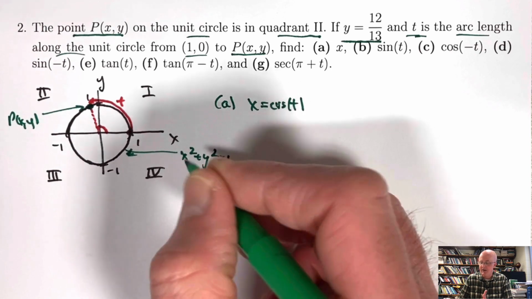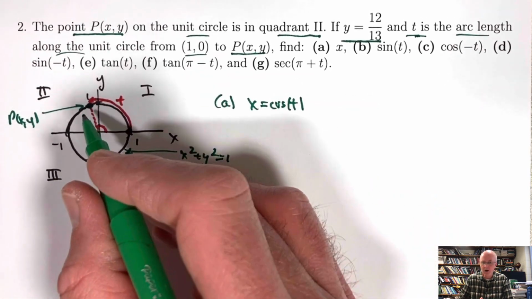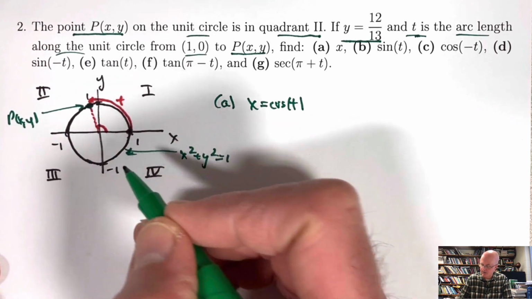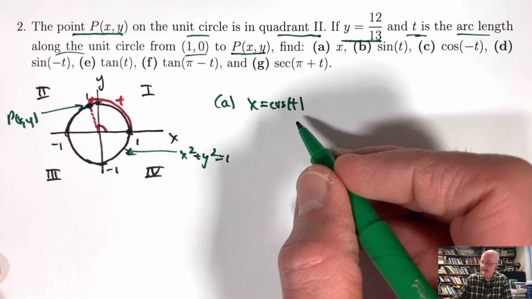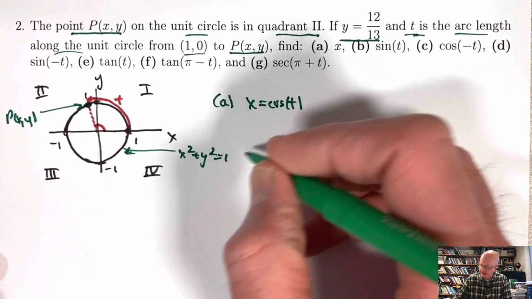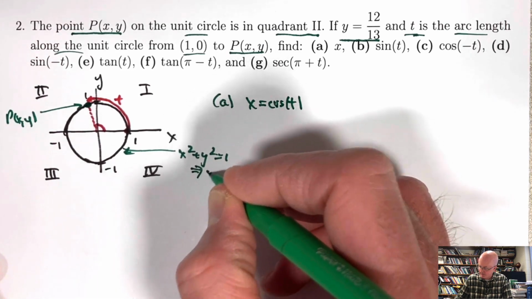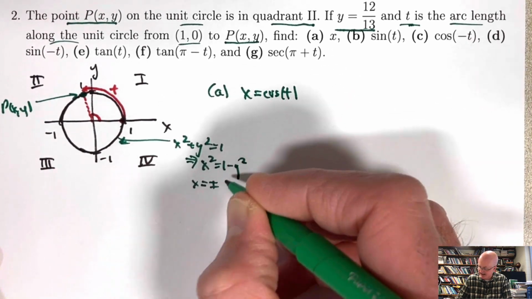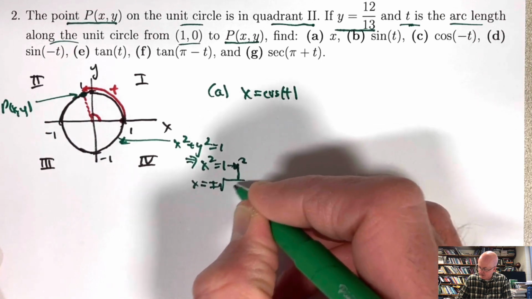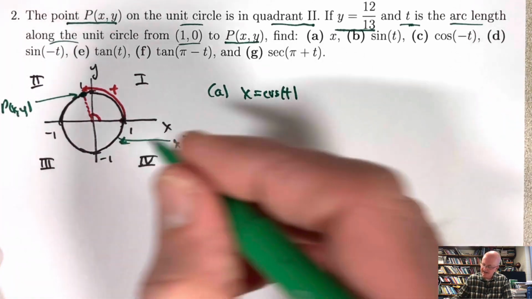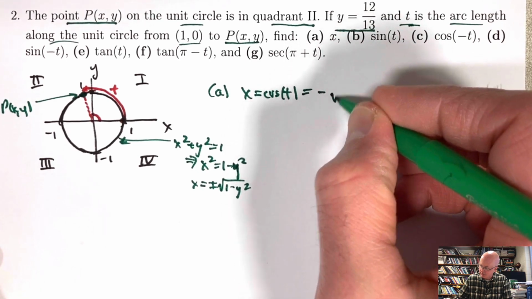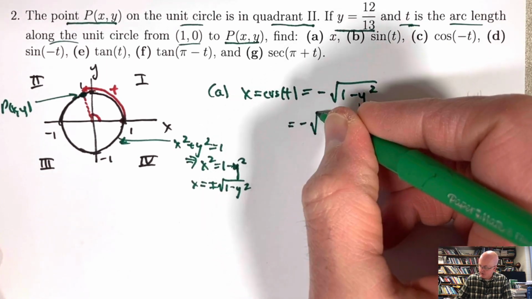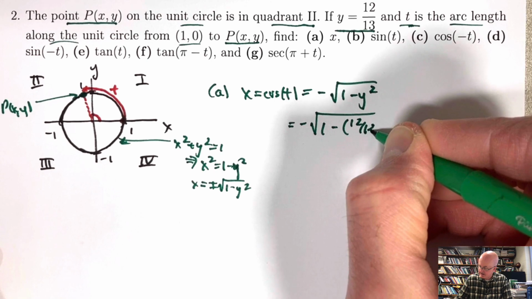But you've got to be careful. You have to know what quadrant you're in. We're in the second quadrant where the x coordinate is negative. We're to the left of the y-axis where x is negative. So when I solve for x here for part A, I've got to take a negative square root, not a positive square root. If I solve this equation for x by subtracting y squared from both sides and then taking square roots, there's two possibilities. X is plus or minus square root of 1 minus y squared. But again, because I'm in the second quadrant, I need the minus square root like that, and that helps me solve this. So I take the minus square root of 1 minus 12/13 quantity squared.